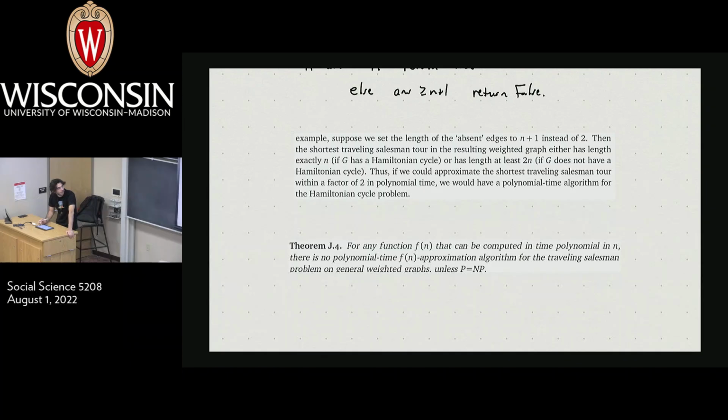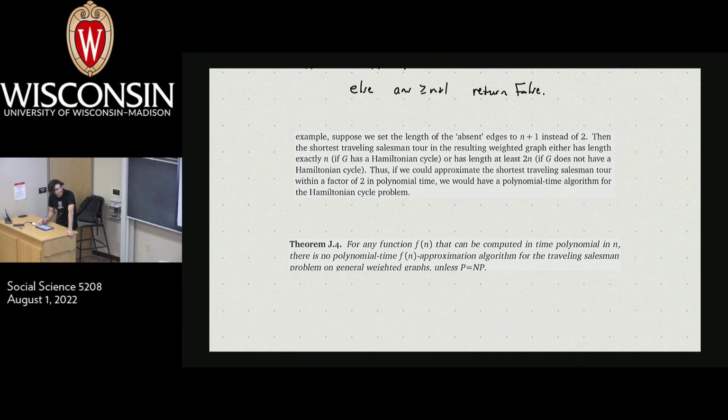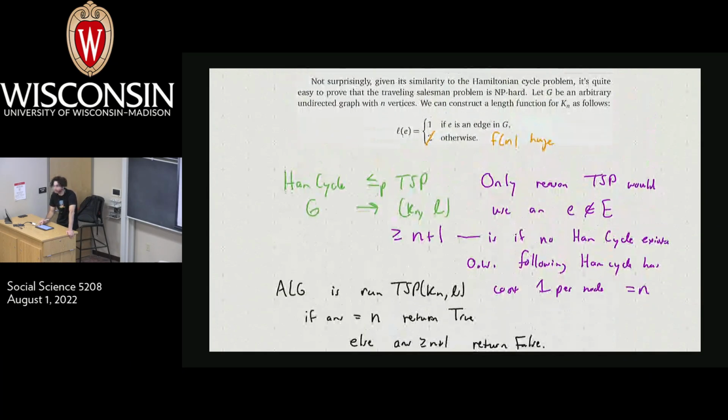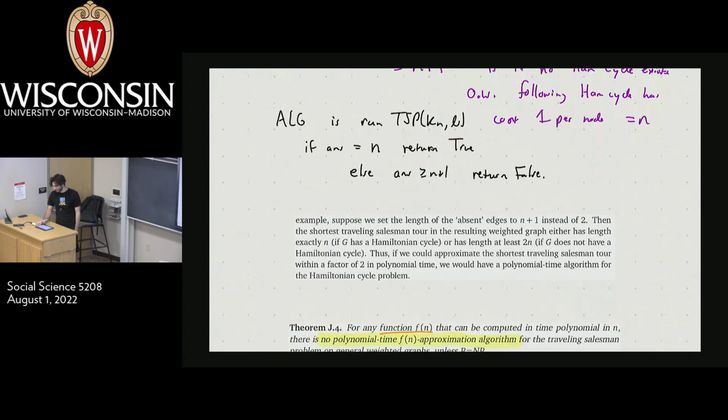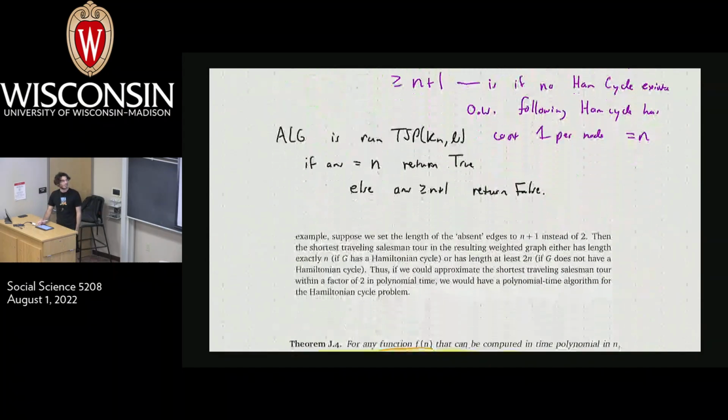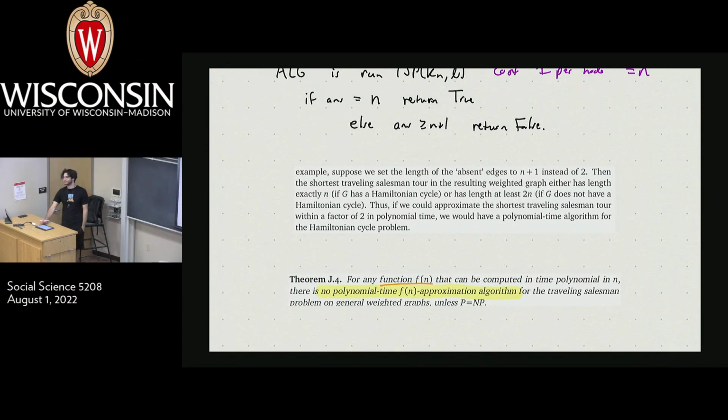So, what's the takeaway here? Not only is it NP hard, but this actually proves it's hard to approximate. So for any function f of n, there is no f of n approximation algorithm unless P equals NP. So in the previous problem, we could approximate it within a factor of 2. Pretty good. For this problem, no matter what you do, you can never approximate it, ever.